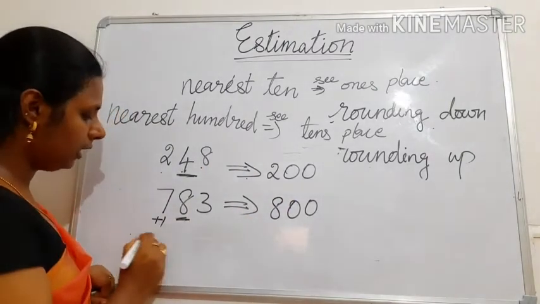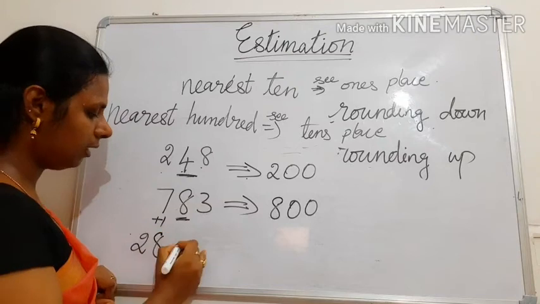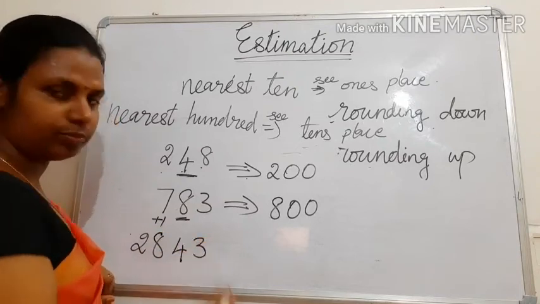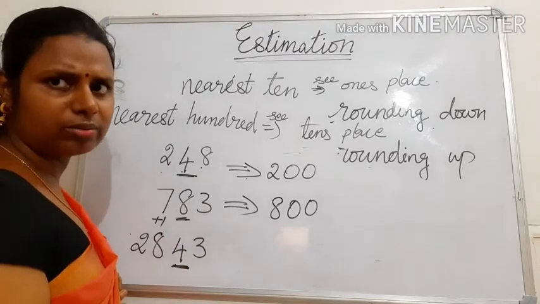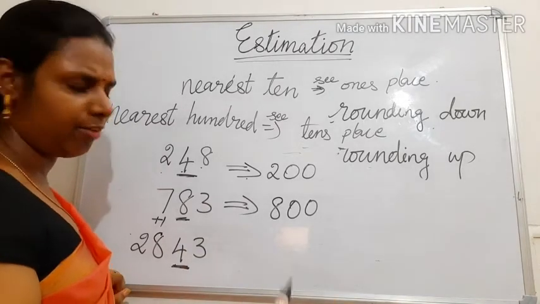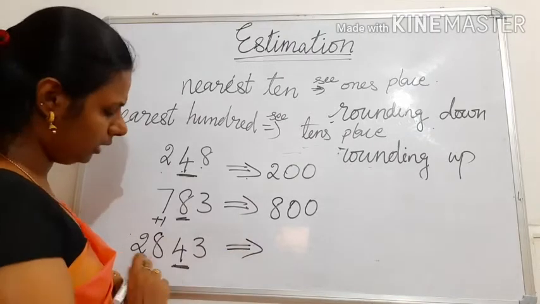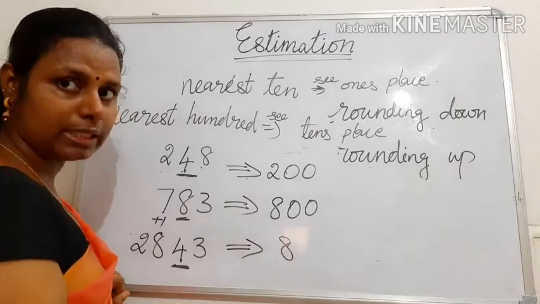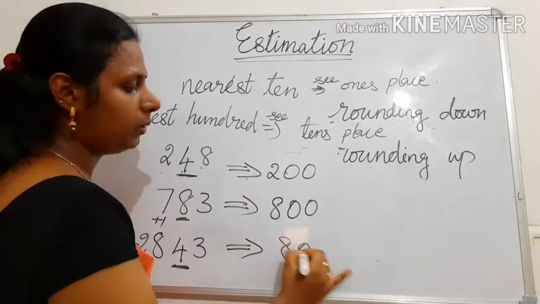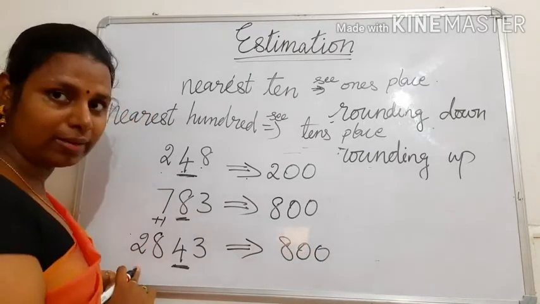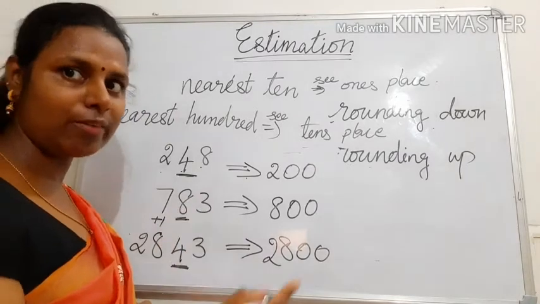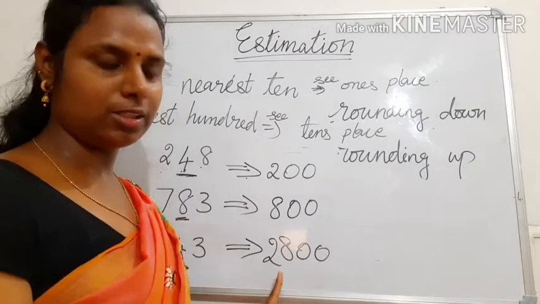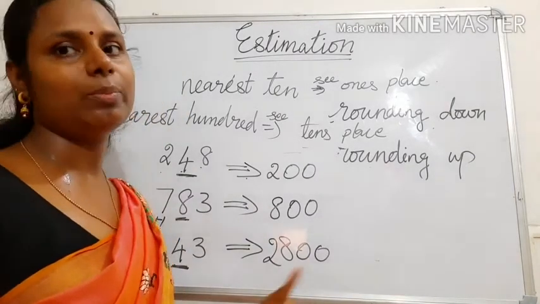If we are writing 2843, in tens place you are seeing 4, that is less than 5. So no change. In hundreds place, 8 will come as it is, and in other two places 0. And what about this 1000? This 1000 place number will come as it is. There will be no change in that. Only ones and tens place will be 0.